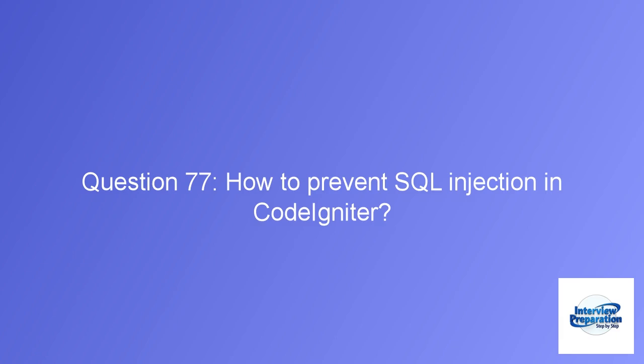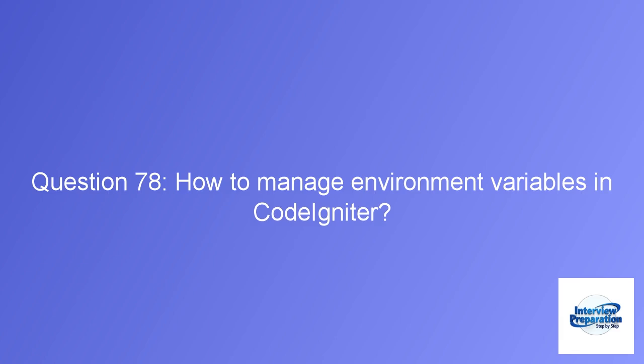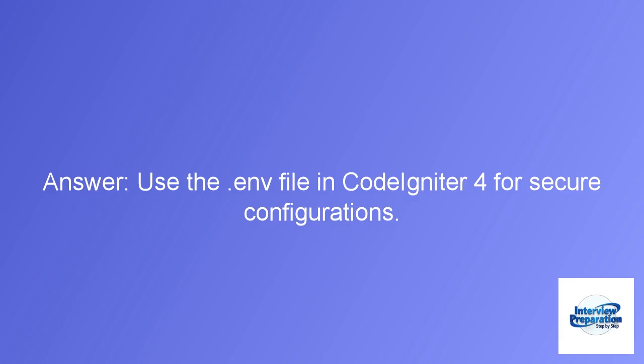Question 77. How to prevent SQL injection in CodeIgniter? Answer. Use query bindings, active record, and input validation. Question 78. How to manage environment variables in CodeIgniter? Answer. Use the .env file in CodeIgniter 4 for secure configurations.